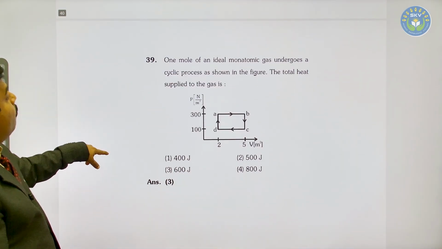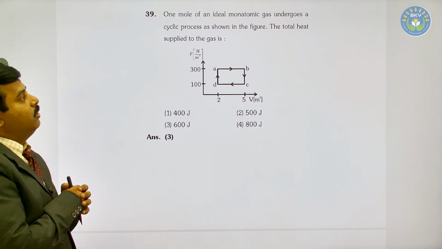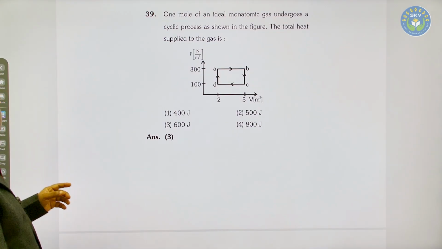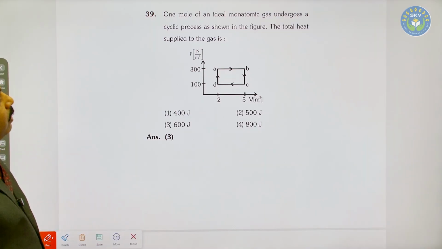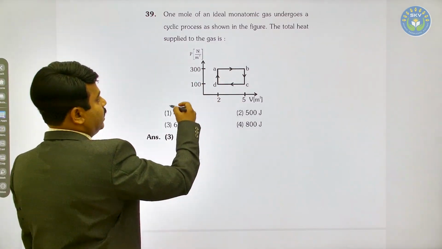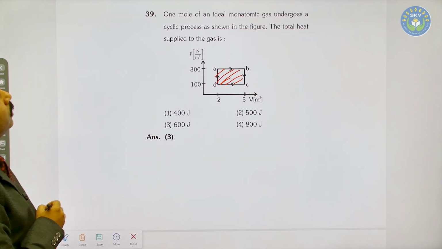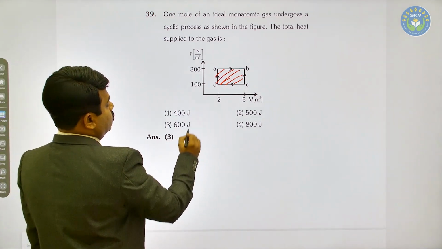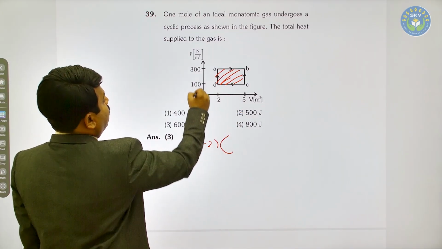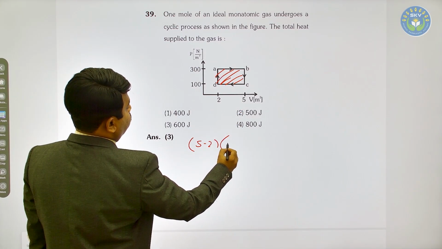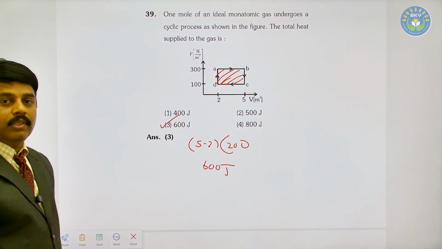Next question is, 1 mole of ideal monatomic gas undergoes a cyclic process as shown in the figure. The total heat supplied is asked. Heat supplied means we use the PV diagram. The heat supplied is the area enclosed. So this area is (5 minus 2) into (300 minus 200), that is 200... that is 600 joule, right? Then option 3 is correct, right?